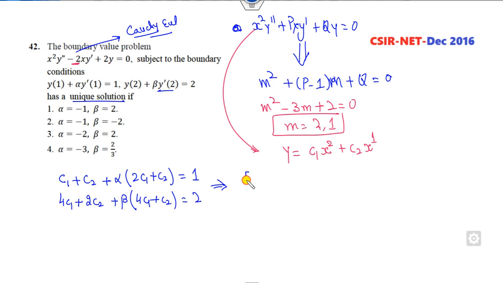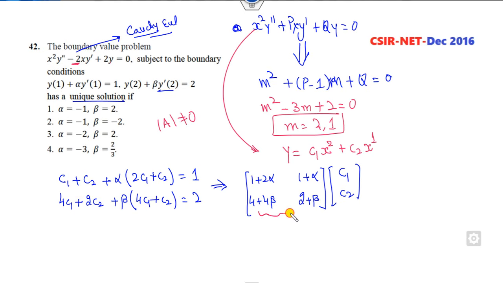So I can write this in terms of the matrix with C1, C2. What is the coefficient matrix? 1 plus 2 alpha and 1 plus alpha; 4 plus 4 beta and 2 plus beta. Fine. So it has a unique solution when the determinant of A is non-zero, this is my A.